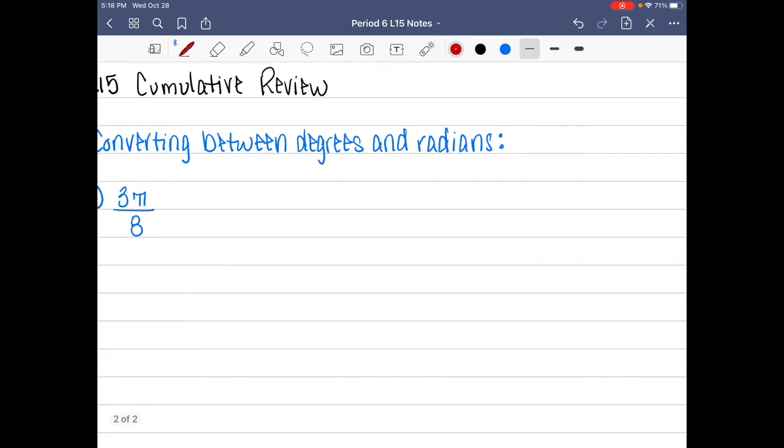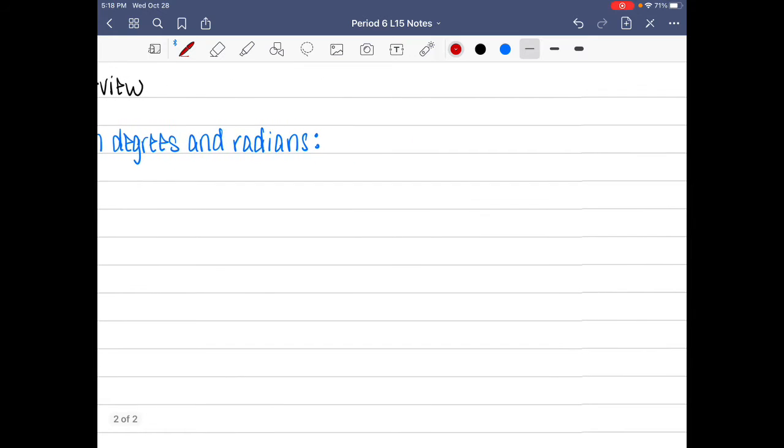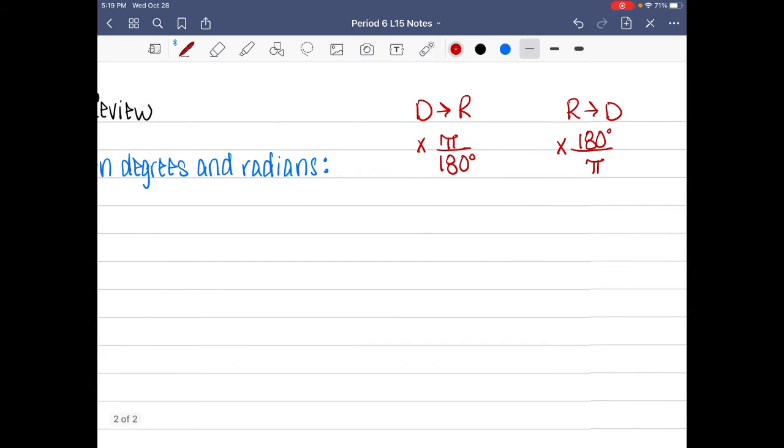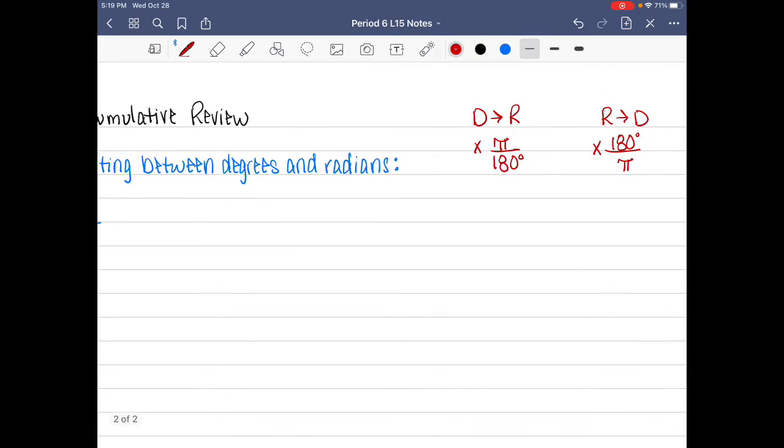Now, this is the point where I'd ask the class, does anybody remember our conversion factor going degrees to radians and then going radians to degrees? This is something you may see on an ASR question. This is something you may see on your homework. When we're going degrees to radians, we're multiplying by pi over 180. And when we're going from radians to degrees, we're multiplying by 180 over pi. If you didn't get that down, I will zoom out at the end. You can take a look at it too.